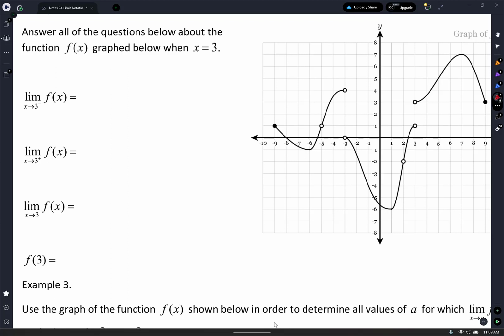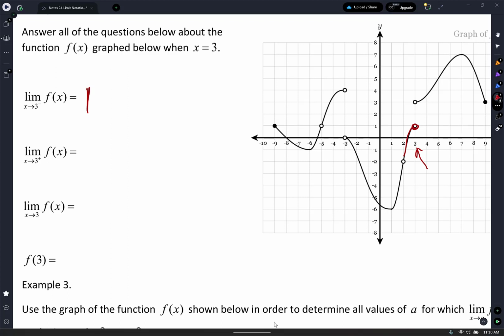All right, look at this. It says limit as x approaches positive 3 from the left. So I'm looking at the x value 3, and I go to my curve. If I approach x equals 3 on that curve, the y value is approaching what? Say it out loud. What is it? 1. There it is.